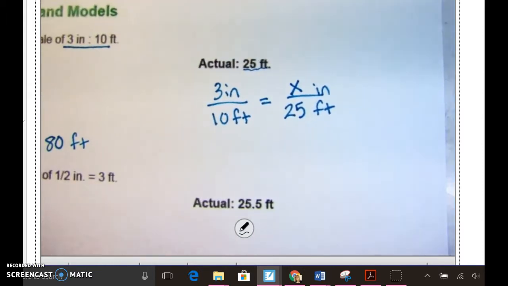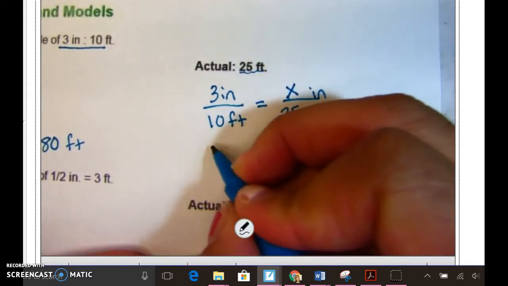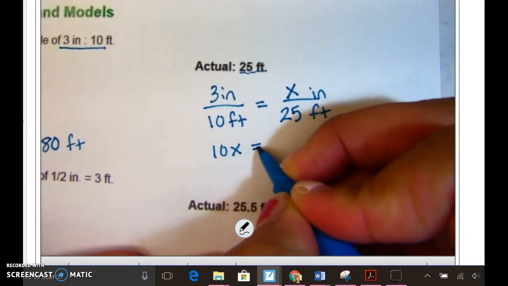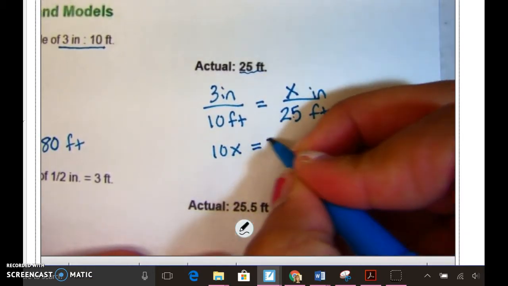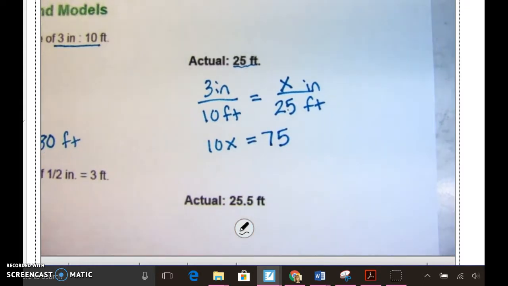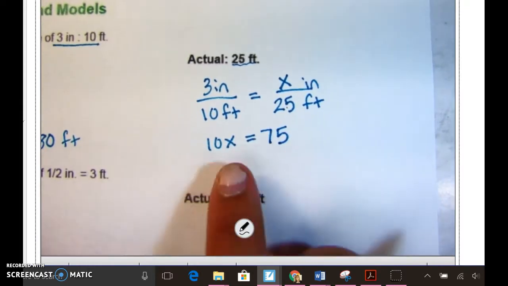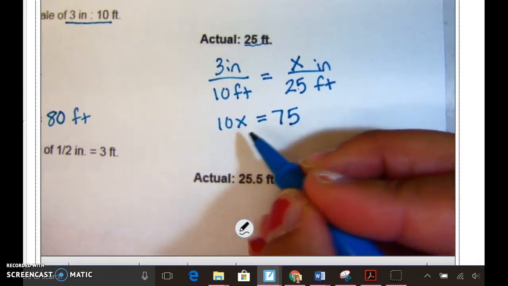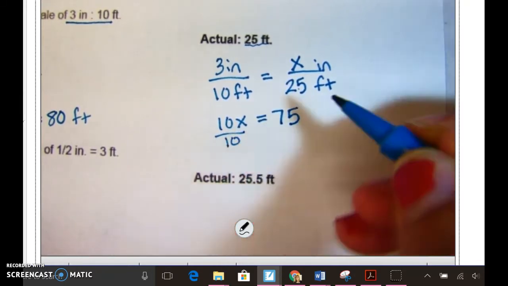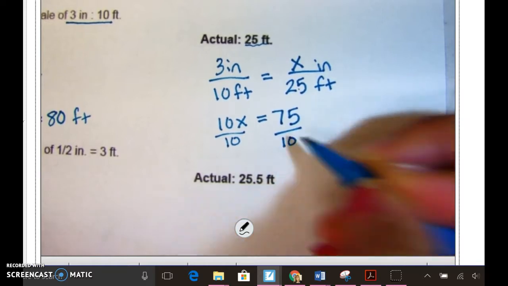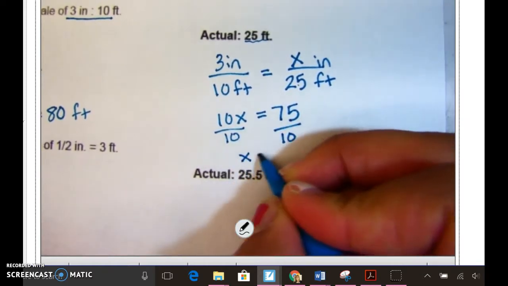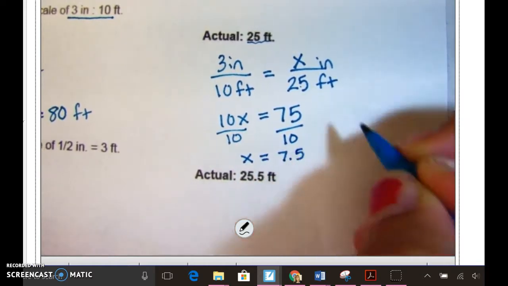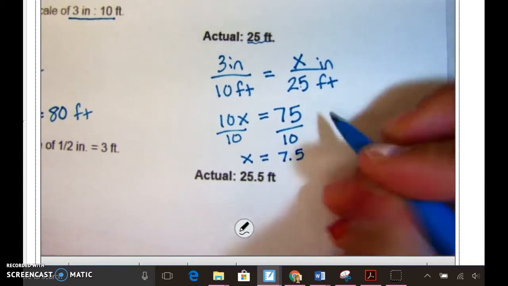And of course, we use cross products. 10 times x is 10x. 3 times 25 is 75. And my last step is to solve this one-step equation. If I'm doing 10 times x, to undo that, I need to divide by 10. Well, then I have to do that to both sides. And x is going to equal 7.5 inches, because I was looking for inches.